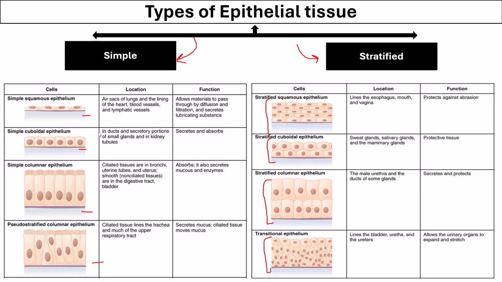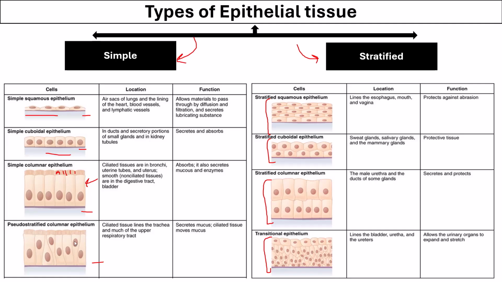Then based on their shape, if you have flat cells in your tissue, then it's called squamous. If you have cube shaped, they are cuboidal. Column shaped, they are columnar. They usually have cilia or microvilli on their surface to increase absorption.